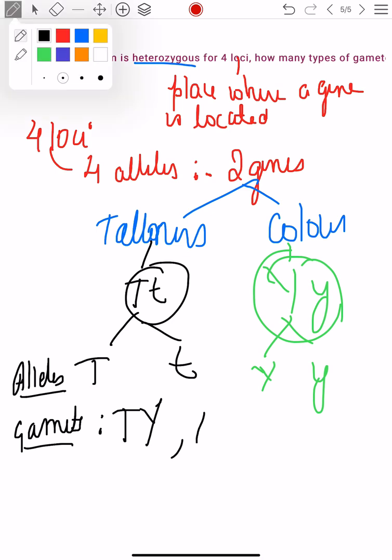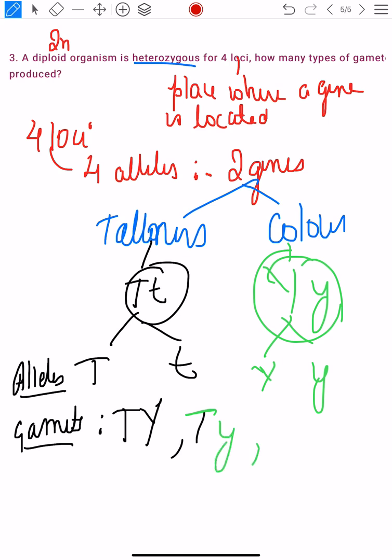Yes, capital T and small y can be possible. Similarly, small t can group with capital Y as well, so small t, capital Y is possible. And small t can group with small y as well. This is also possible. So how many gametes can we infer are possible? There are 4 gametes which are possible. 4 gametes.